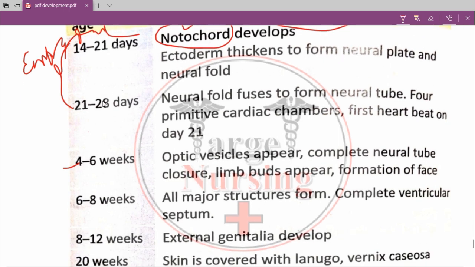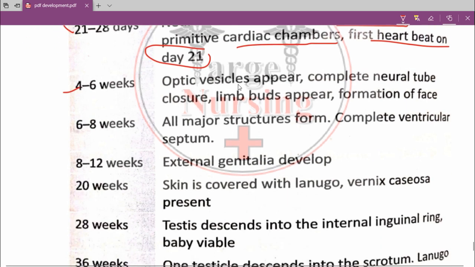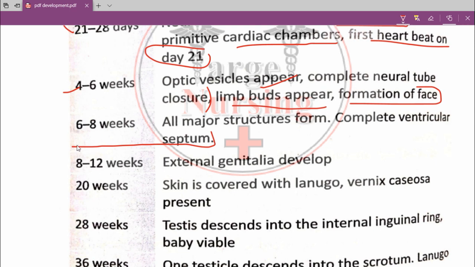Okay, and at 21 to 28 days, neural fold fuse to form neural tube. The neural tube will develop. 4 primitive cardiac chambers will develop. First heartbeat on 21 day. And 4 to 6 week में क्या होगा, optic vesicles appear, complete neural tube closure, limb buds appear, formation of face. And at 6 to 8 week, all major structures form, complete ventricular septum. Okay, now the heart is completely developed.